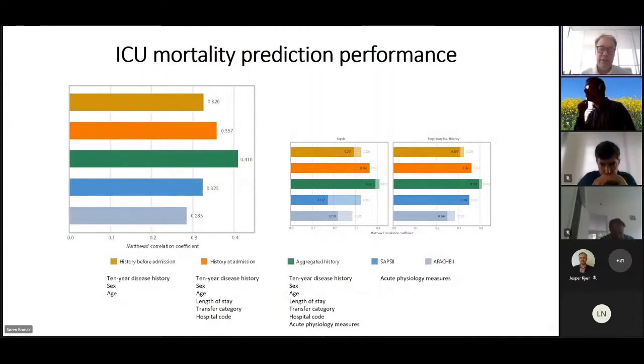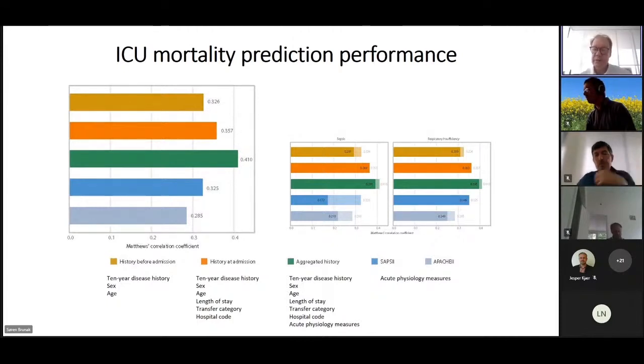The statistics you see to the left are for all the patients, and I will not go through the data set. It was 12,000 ICU patients, a lot of detail in that. But if you break it down into sepsis patients and respiratory insufficiency patients, you see, for example, for sepsis, the SAPS-2 score is really bad, and the history at admission or before admission really outperforms SAPS-2.